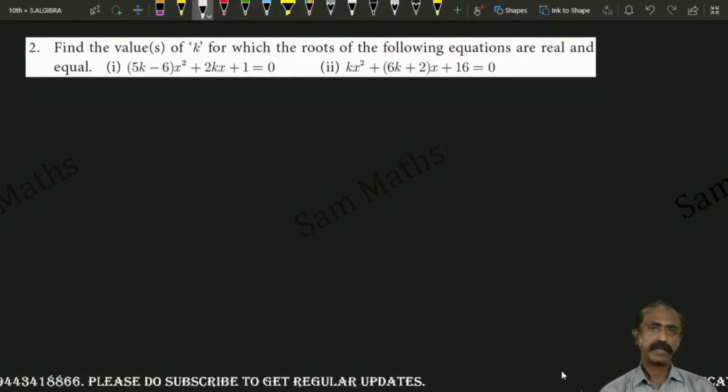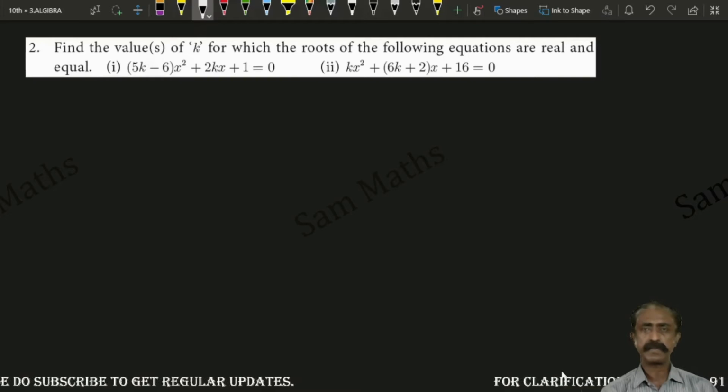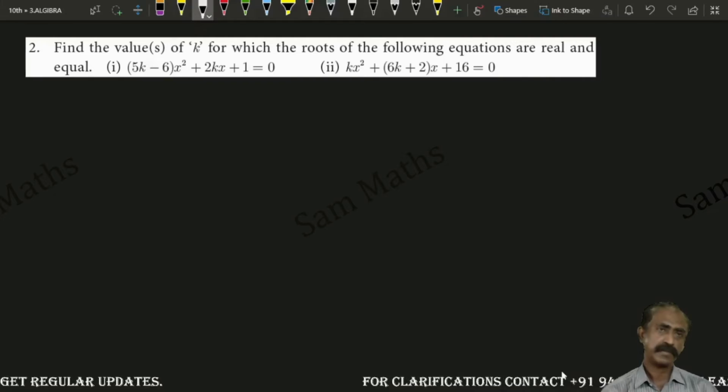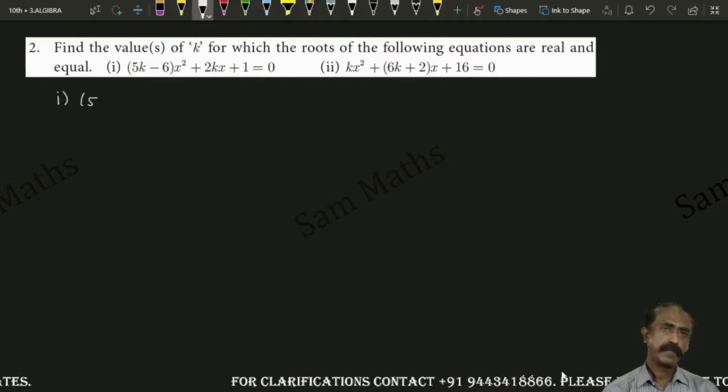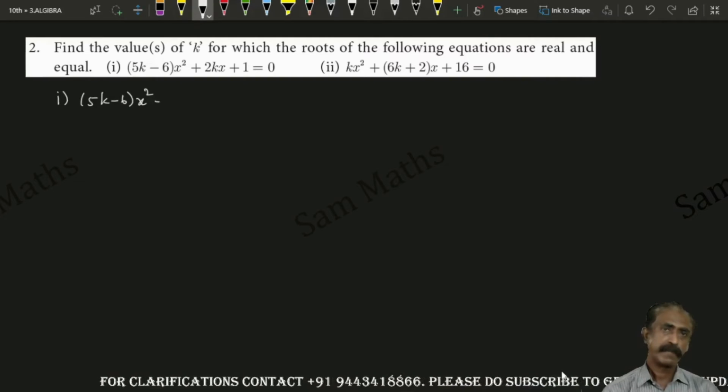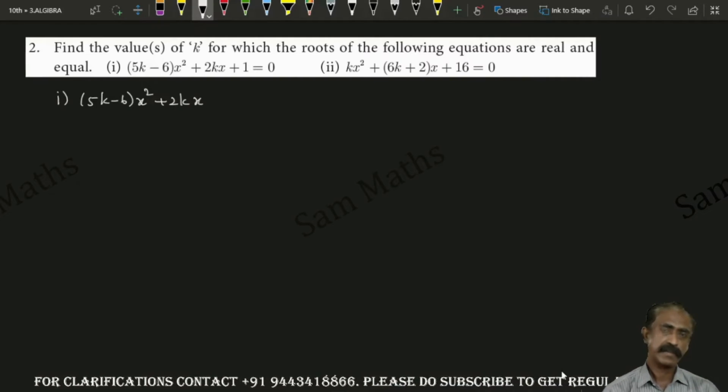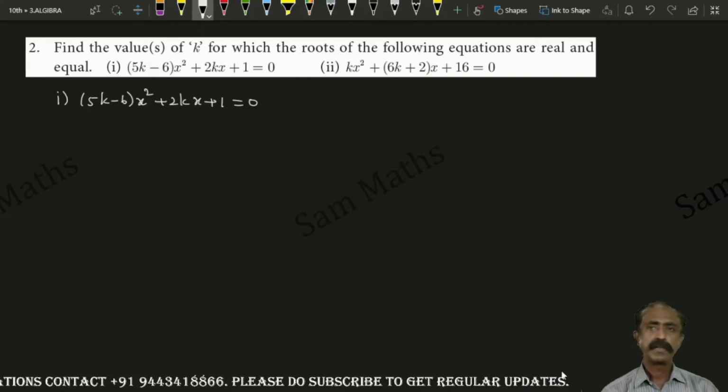Second question, find the value or values of k for which the roots of the following equations are real and equal. The first one, (5k minus 6) x square plus 2kx plus 1 equal to 0. Here they given the roots are real and equal.